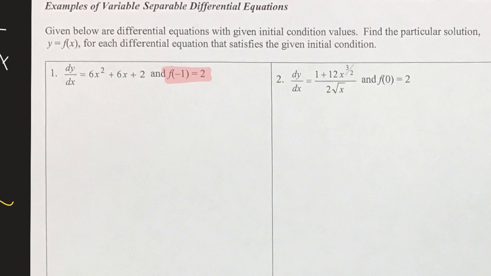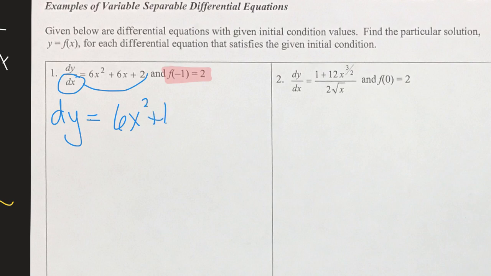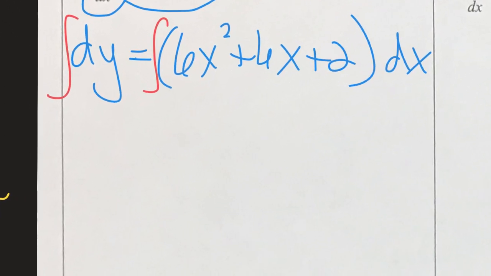So first of all, we're going to separate. We're going to move our dx by multiplying over to this side. So dy equals 6x squared plus 6x plus 2 dx. We're taking the anti-derivative of all of this stuff. So there we have separated your variables. And now we integrate both sides, because what you do to one side in math, you have to do to the other.